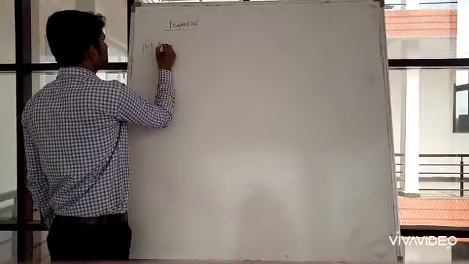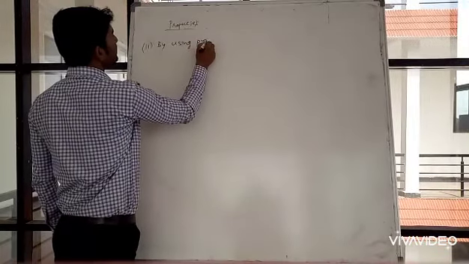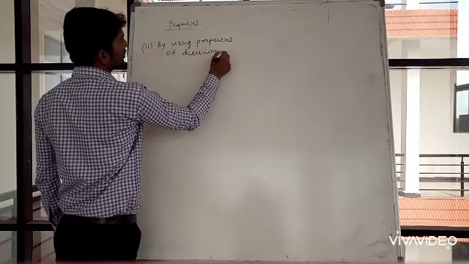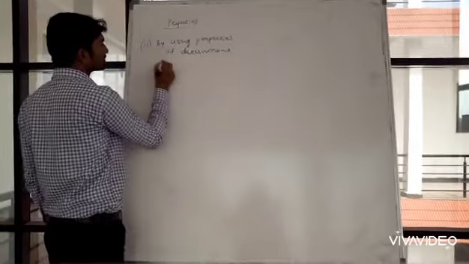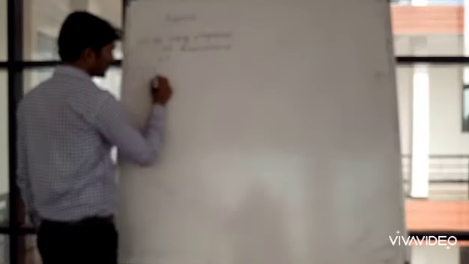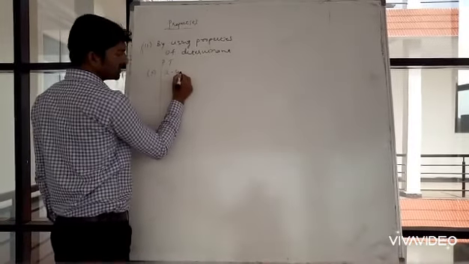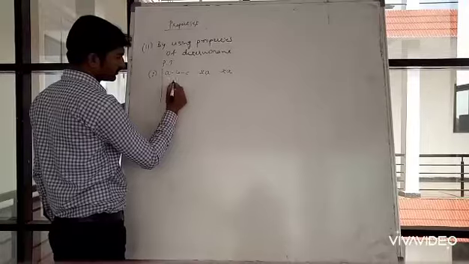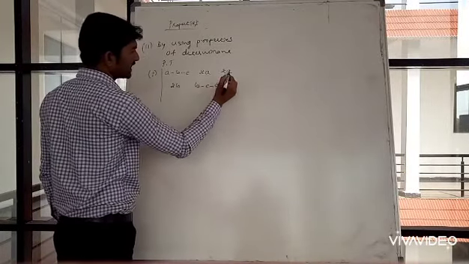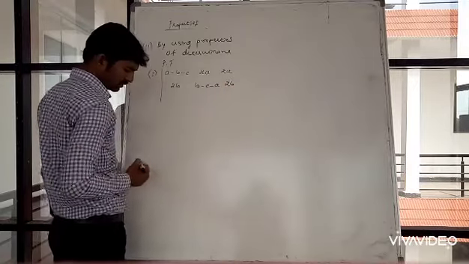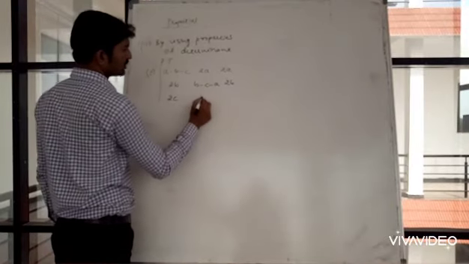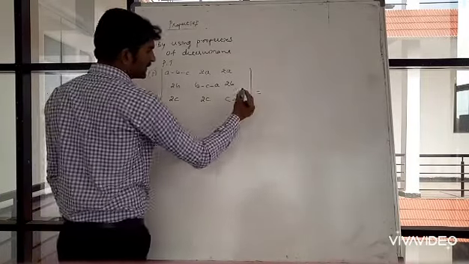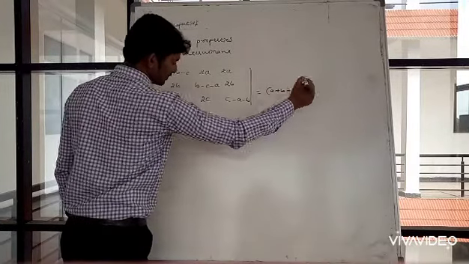By using properties of determinant, prove that, first one, determinant of a minus b minus c, 2a, 2b, b minus c minus a, 2b, 2c, and c minus a minus b is equal to (a plus b plus c) whole raised to 3.